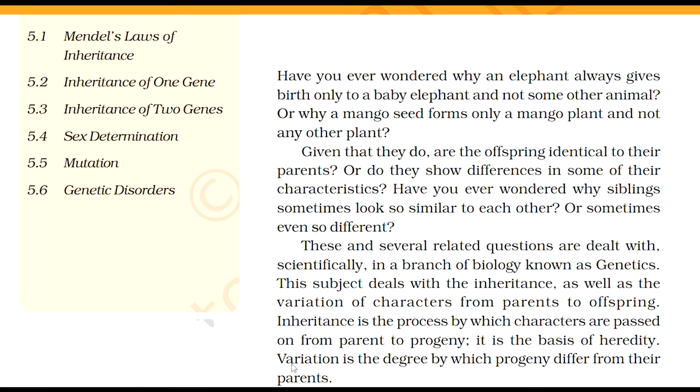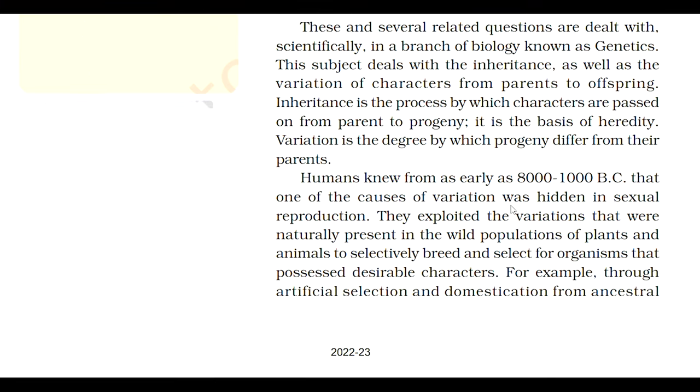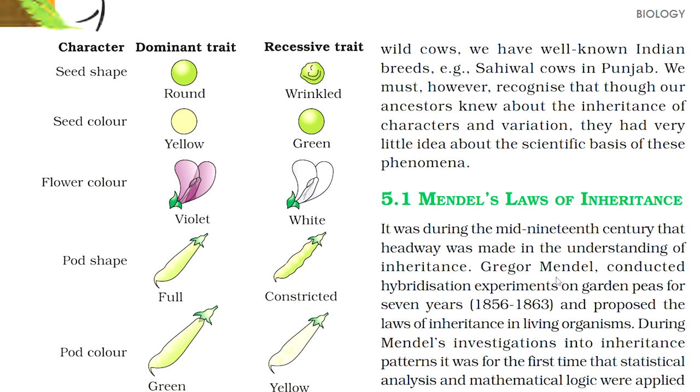Variation is the degree by which progeny differ from their parents. Humans knew from as early as 8000 to 1000 BC that one of the causes of variation was hidden in sexual reproduction. They exploited the variations that were naturally present in the wild population of plants and animals to selectively breed and select for organisms that possessed desirable characters, for example, through artificial selection and domestication from ancestral wild cows. We have well-known Indian breeds, for example Sahiwal cows in Punjab.